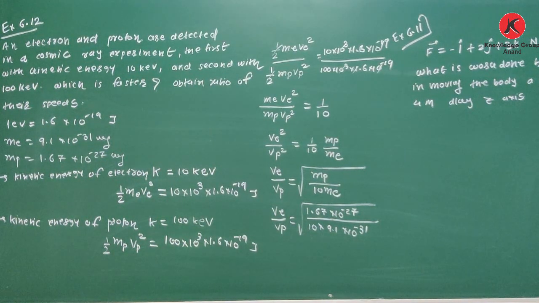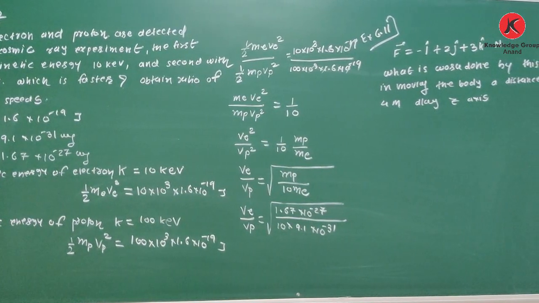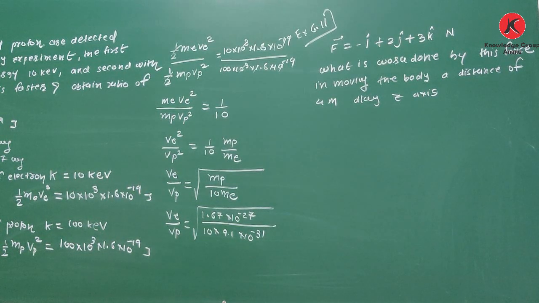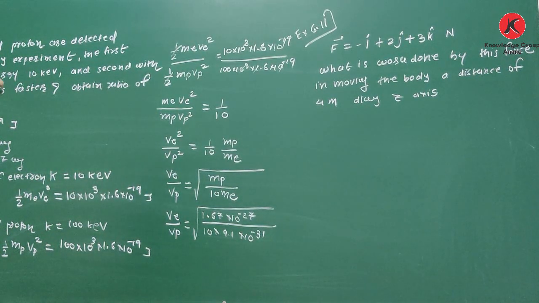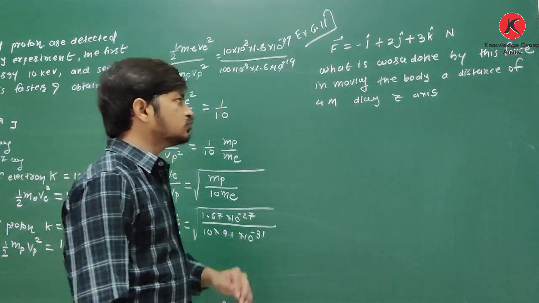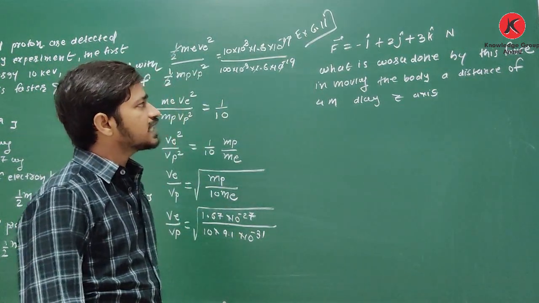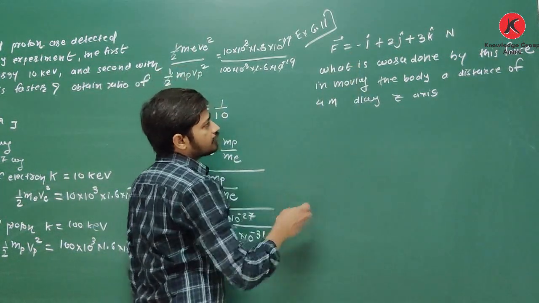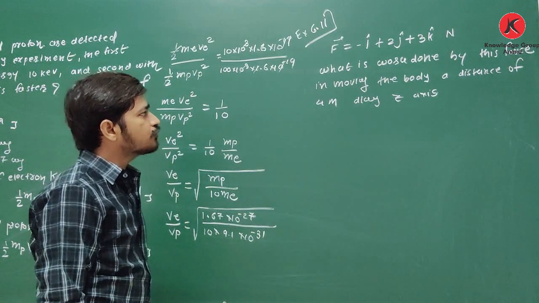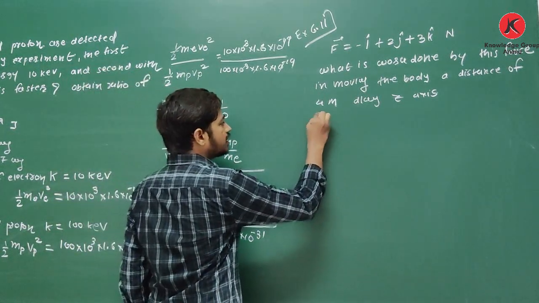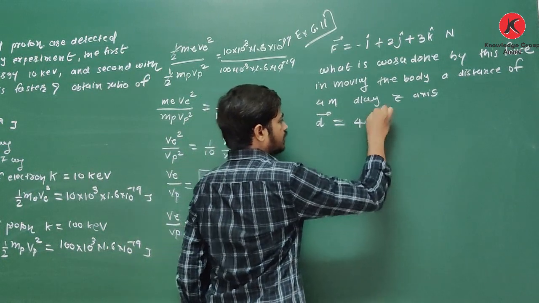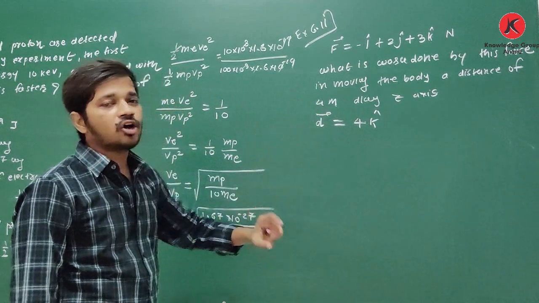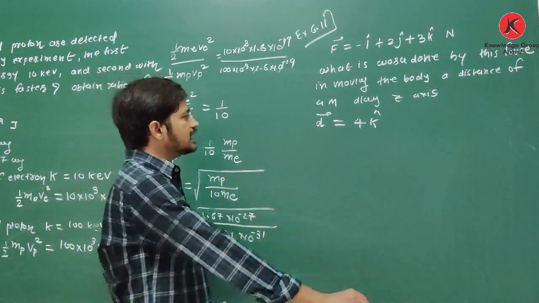Next question is: a constant force F equal to minus i plus 2j plus 3k newton is acting on a body. What is the work done by this force in moving the body a distance of 4 meters along the Z axis? Yes, it is a constant force, so you are given F. A body is moving a distance of 4 meters along Z, so the displacement is 4k caret, because the body moves a distance of 4 meters along the Z axis.